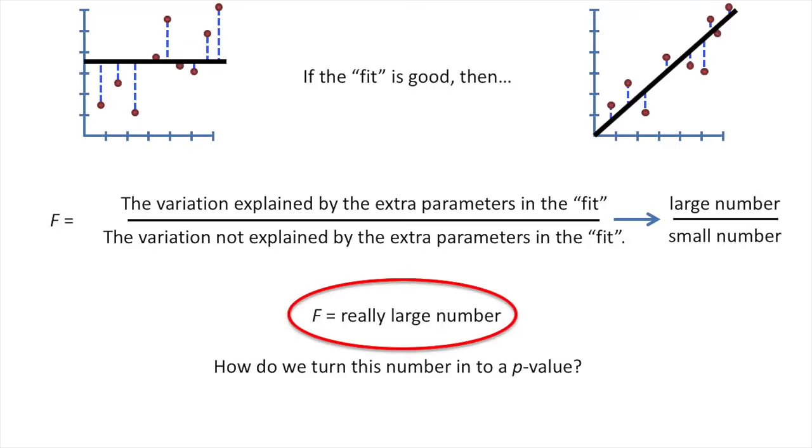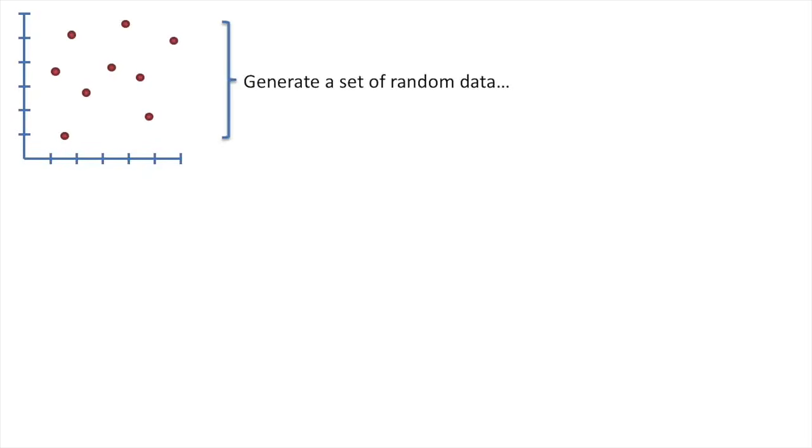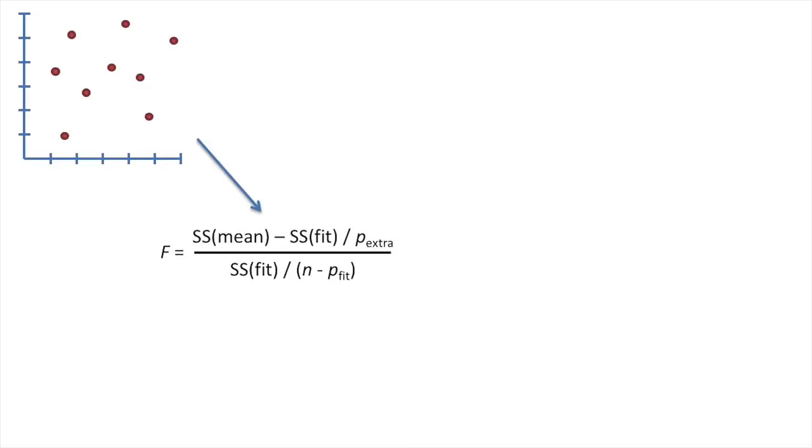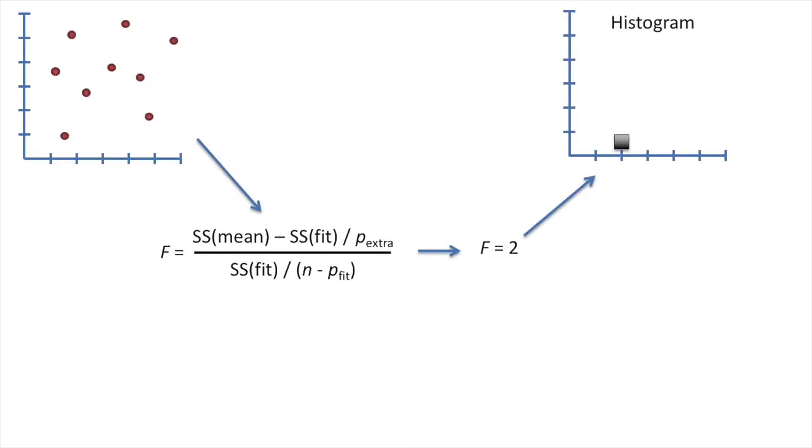Now, that question we've all been dying to know the answer to: how do we turn this number into a p-value? Conceptually, generate a set of random data. Calculate the mean and the sum of squares around the mean. Calculate the Pfit and the sum of squares around the Pfit. Now plug all those values into our equation for f, and that will give us a number. In this case, that number is 2. Now plot that number in a histogram.